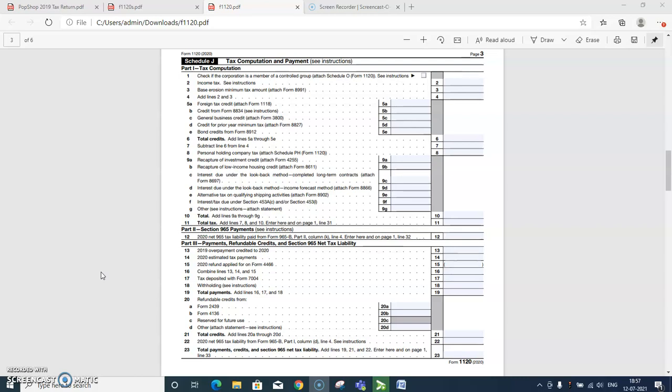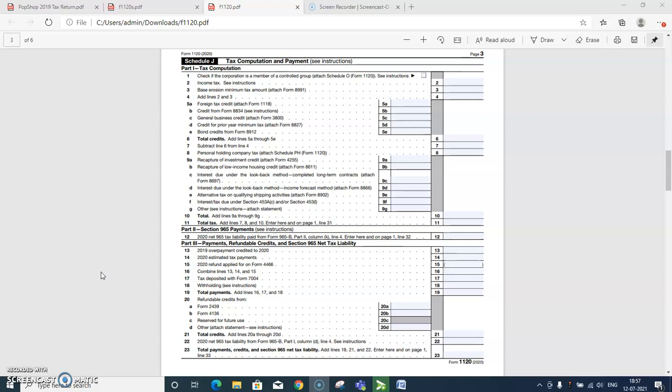Enter on line 5C the allowable credit from Form 3800 Part 2 line 38. The corporation is required to file Form 3800 General Business Credit to claim any of the business credits. You have to go through the Form 3800 for exceptions as well. For a list of allowable credits, you can go to the IRS publication where you will get more detailed information.